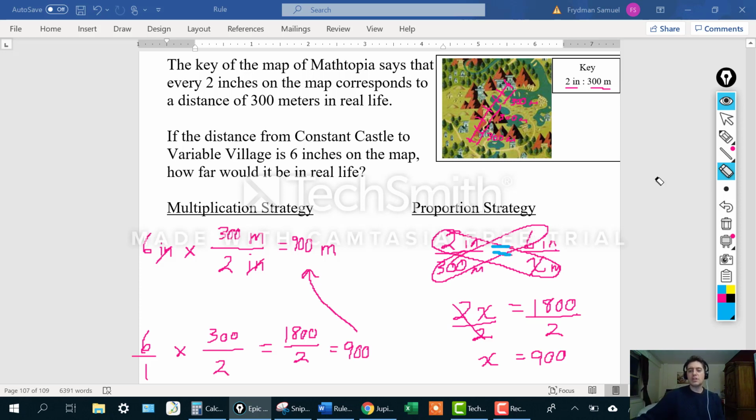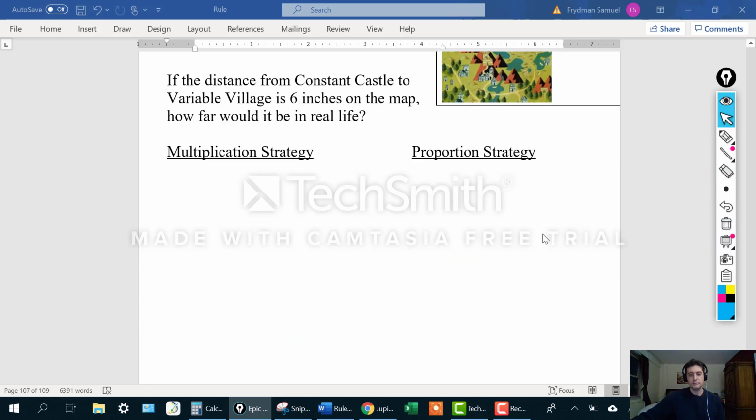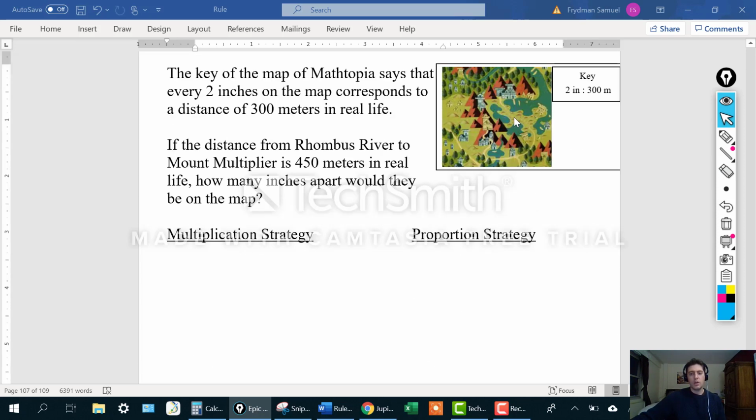All right, so let's go ahead and do one more example. We'll use the same premise over here. We're still looking at Maptopia. The key of the map of Maptopia says that every 2 inches on the map corresponds to a distance of 300 meters in real life. So that's pretty familiar to us. It was the same as in the last problem.